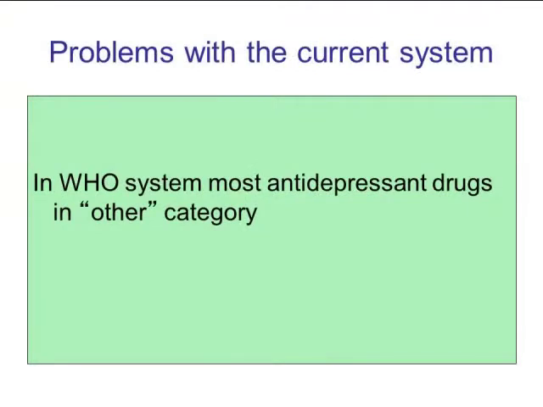Another problem we have is that the WHO classification system, which is the one that currently determines how drugs are classified and therefore how drug side effects are collated, puts most of the drugs we use to treat depression in a category called other. And I think we all agree that that is a completely useless category. If most drugs are in a category called other, the classification system must, by definition, be flawed.